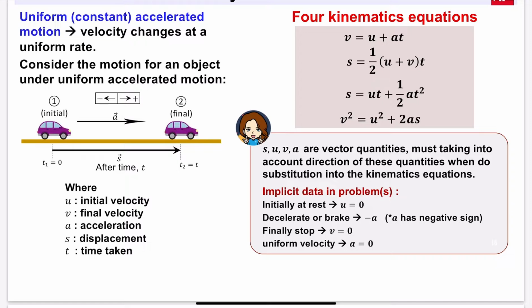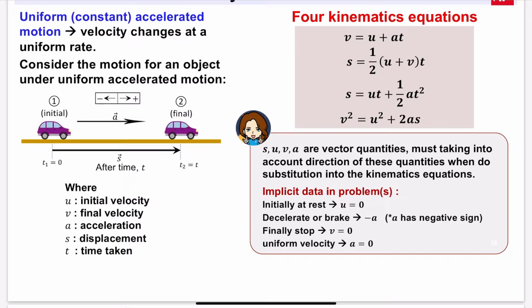So next we have 4 kinematics equations, 4 equations untuk linear motion. Madam rasa korang dah pun belajar, dah pun jumpa equation ni dari sekolah menengah lagi to solve problems of linear motion. So the first formula is V equal U plus AT, S equal half (U plus V) times T, S equal UT plus half AT square, and V square equal U square plus 2AS.